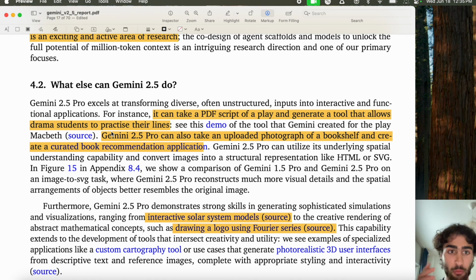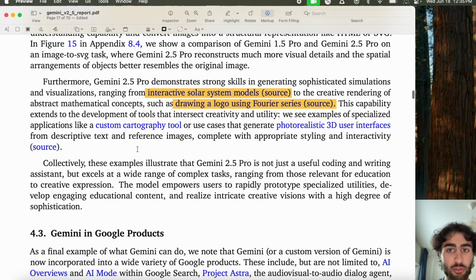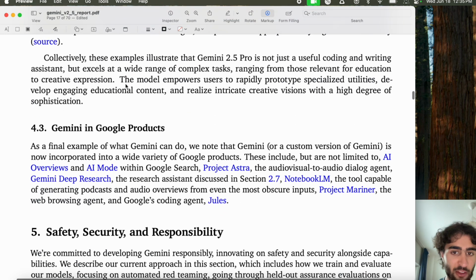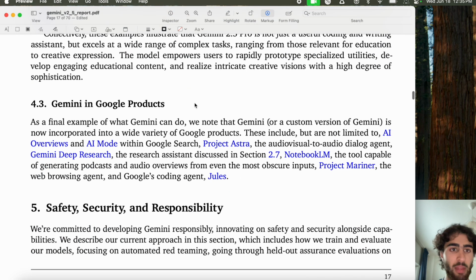And another thing which I thought was amazing is that with Gemini 2.5 Pro you can take a picture of a bookshelf and then it will make a curated book recommendation application based on those books. And another two examples which I thought were amazing, check out these sources, I checked them out, were an interactive solar system model and drawing a logo using Fourier series. And this is all done with their most capable model, 2.5 Pro. They also mentioned that it's integrated in many Google products.